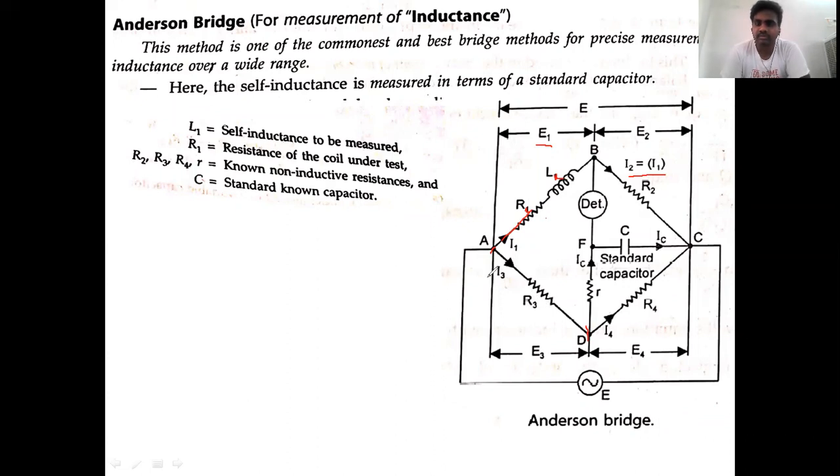So that is what we represented here. L1 is the self inductance to be measured, and R1 is the resistance of the coil under test. See here, R2 is a known, non-inductive resistance. R3 is a known resistance. R4 is a known resistance, and small r is also a known resistance. So these are capital R2, capital R3, capital R4, and small r. These are all known non-inductive resistances, and C is the standard capacitor.